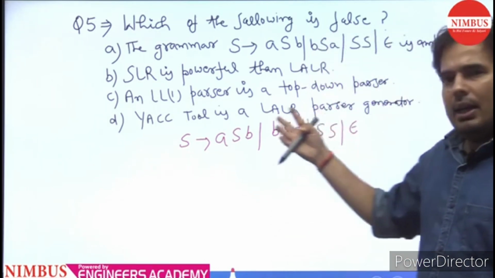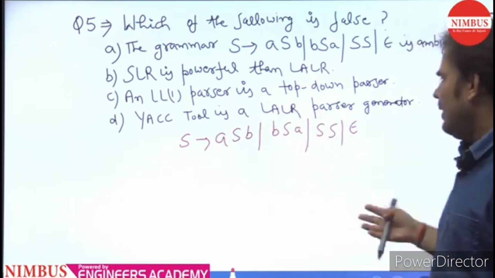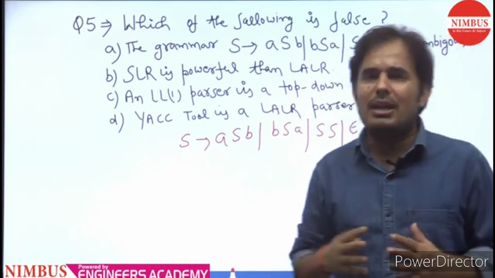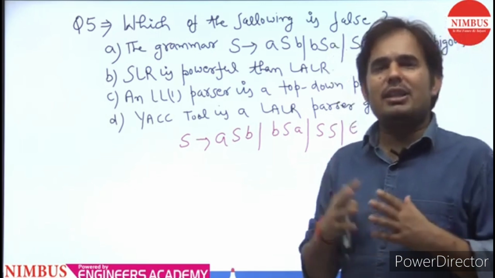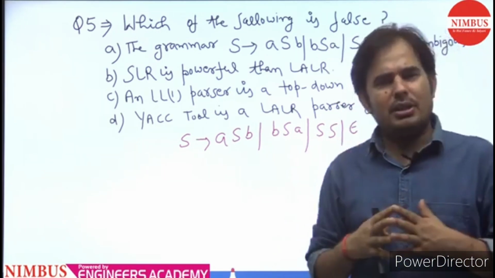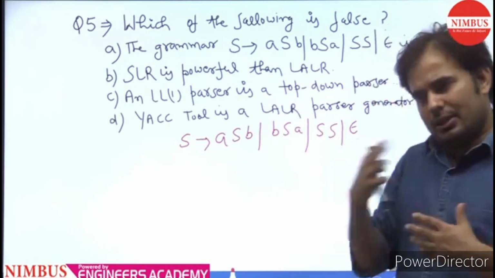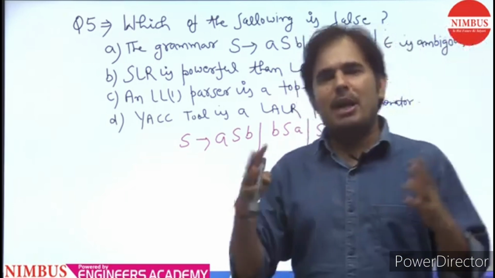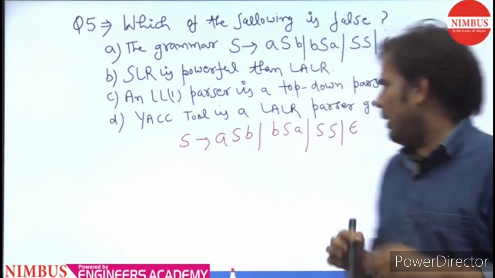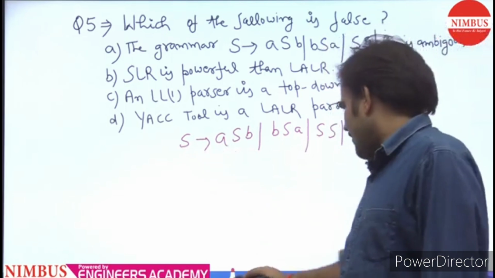So S tends to A alpha slash beta. That means if in the grammar we have a left recursion type of production, then the grammar is always ambiguous. If in the grammar we have left recursion type of production, then grammar is always ambiguous.